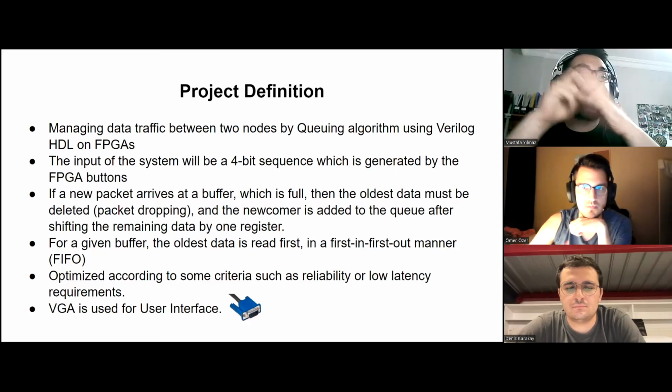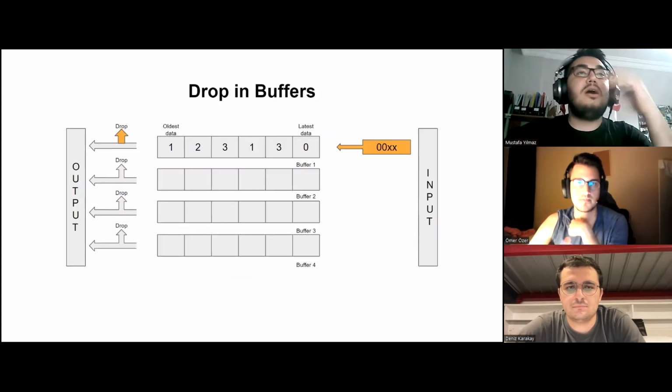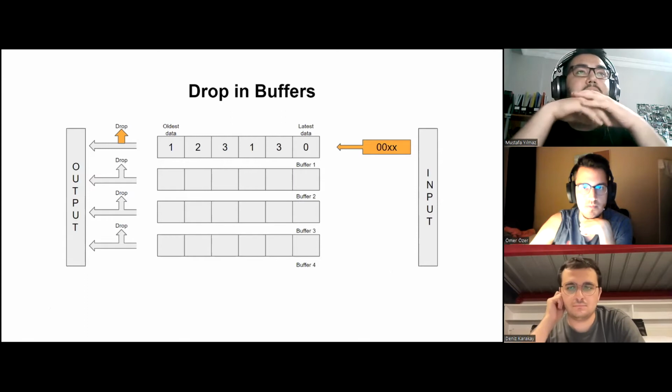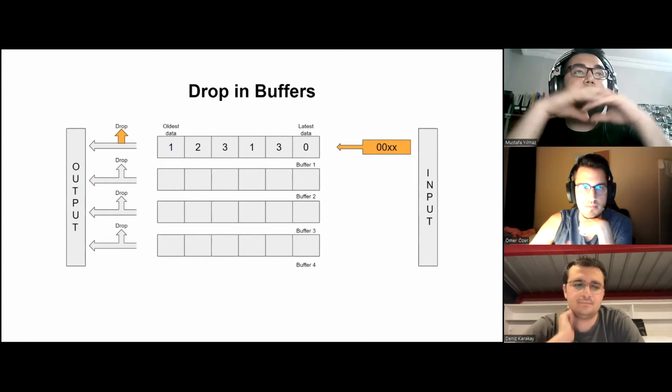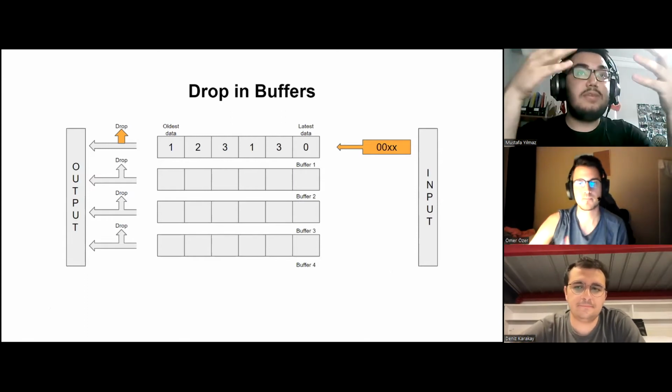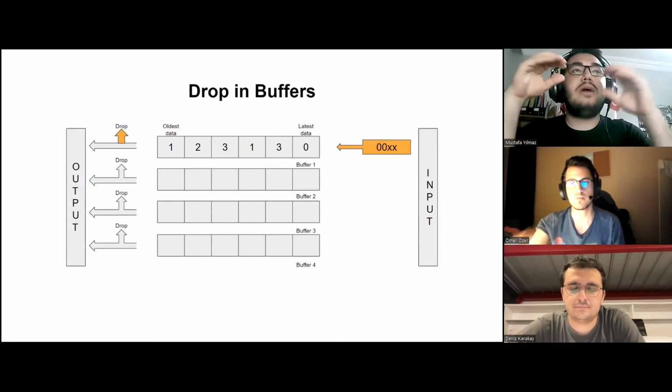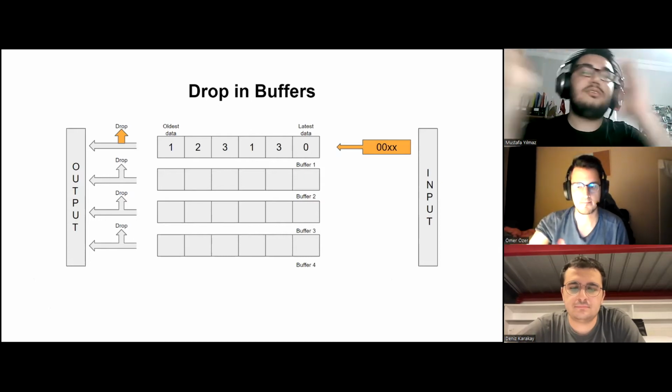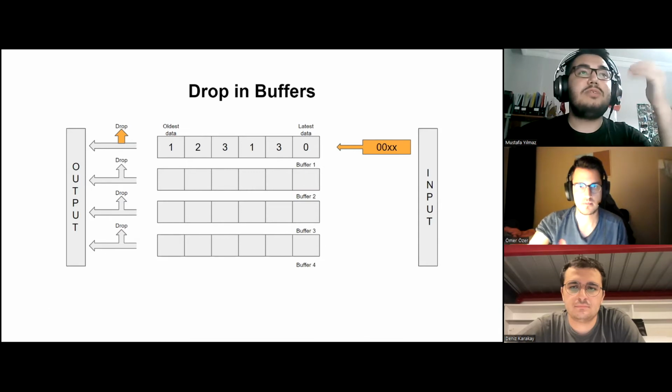VGA is used for our user interface. For the drop case, if any of the buffers is full and we have new data for that buffer, we have to drop the oldest data and shift them with one register.